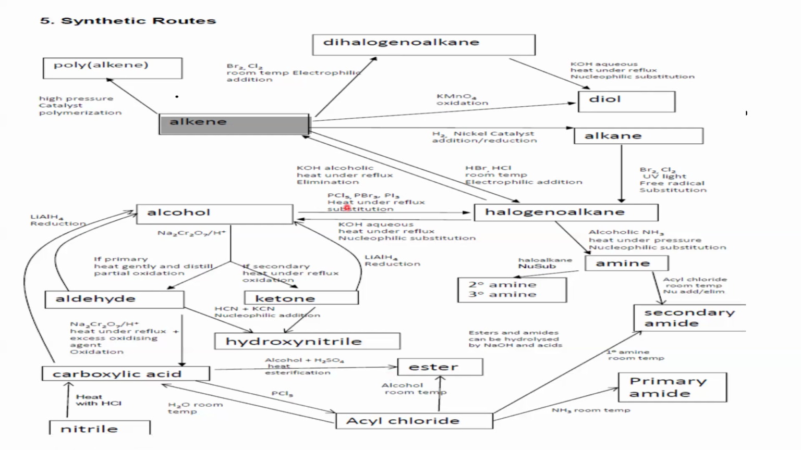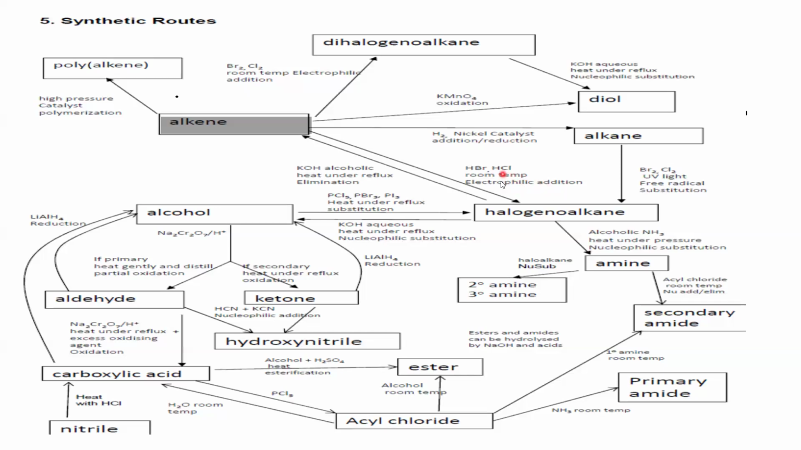Yes, you have to learn this entire thing, because this is a reaction pathway. Different chemical substances can be produced at different conditions, the synthesis routes. So if you have an alkene and you react with hydrogen and nickel as a catalyst, this will result in the formation of alkane. If you have alkene and you react with hydrogen bromide or hydrogen chloride, this will result in the formation of halogenoalkane at room temperature by electrophilic addition.